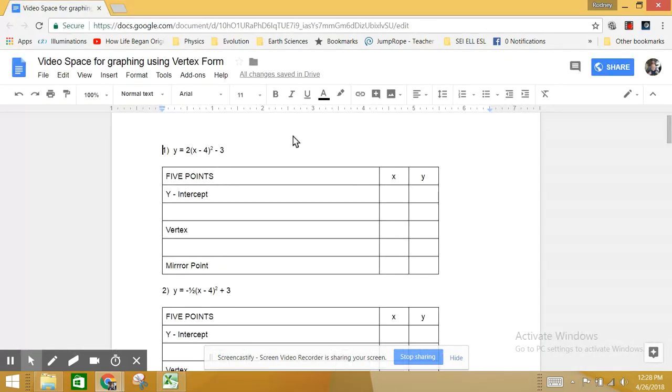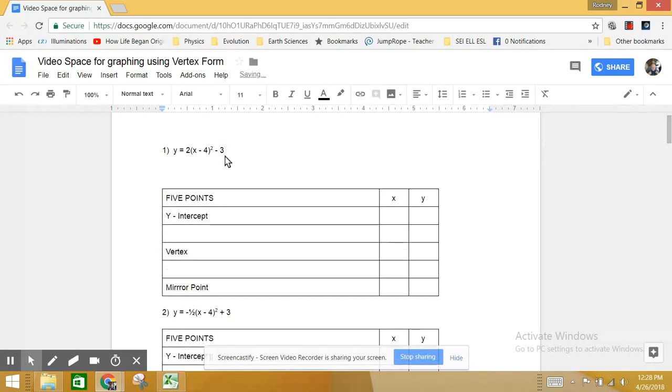The first thing that we want to remember with the vertex form is it is in this format here. So we have y equals a, which is a measure of how tightly squeezed up or spread out the parabola is. If a is a high number, it's going to be stretched up and squeezed inward. If it's close to zero, it's going to be kind of a wide parabola. If it's negative, it's going to be downward opening. If it's positive, it's going to be upward opening. So that's one thing to know.